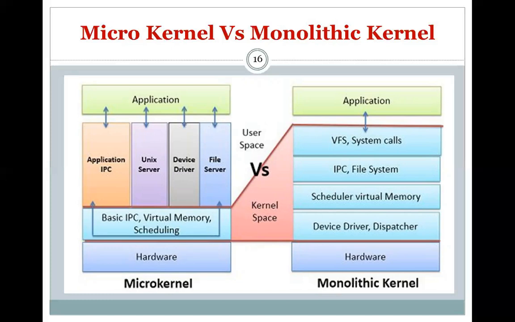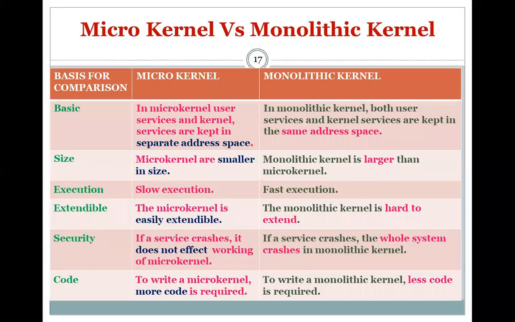As the kernel space is large, it is not suitable for embedded designs. These are differences between micro and monolithic kernels. In microkernel, user services and kernel services are kept in separate address space, whereas in monolithic kernel, they are kept in same address space.